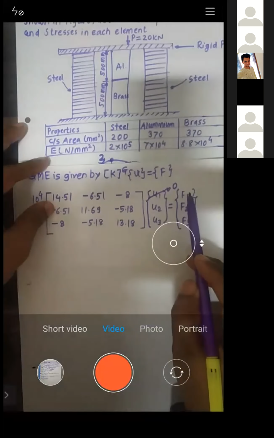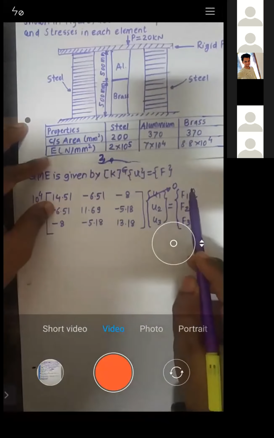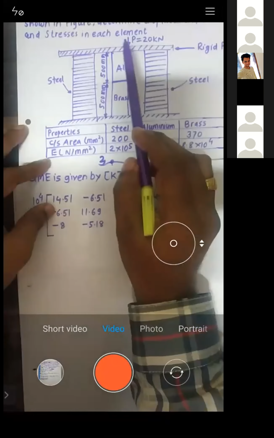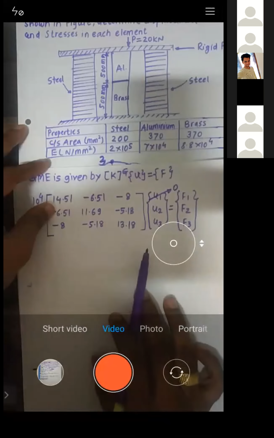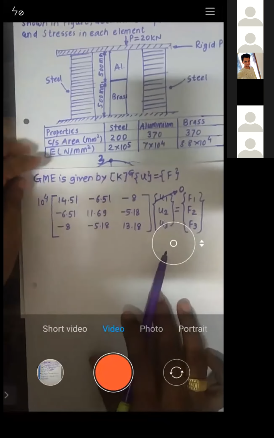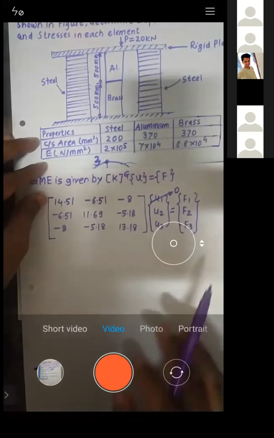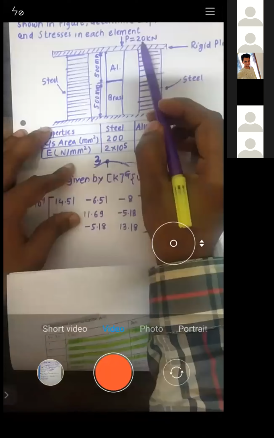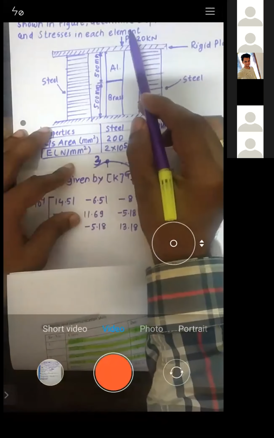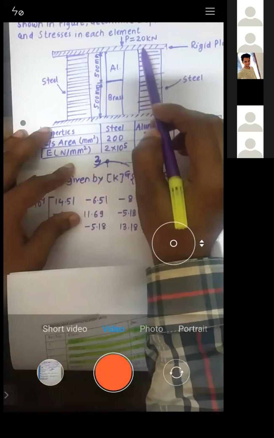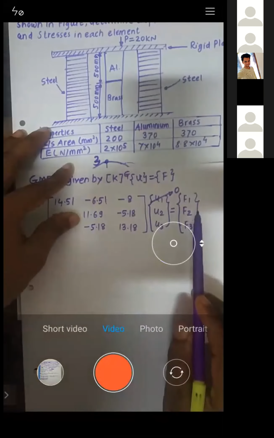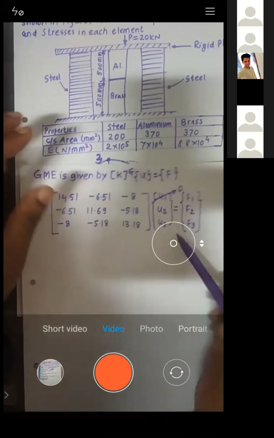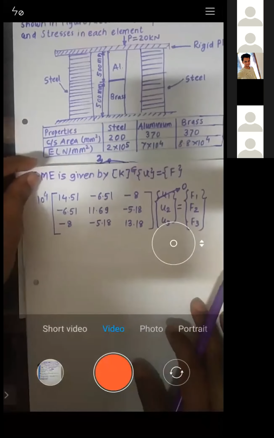So we are interested to calculate the reaction where displacement is 0. We are interested to calculate the value of F1, which should come as minus 20. Right? If 20 kilonewton is going downward and we take that value as plus, then the value of F1 will come as minus 20. Then only the summation of forces, that is equilibrium, will be satisfied.